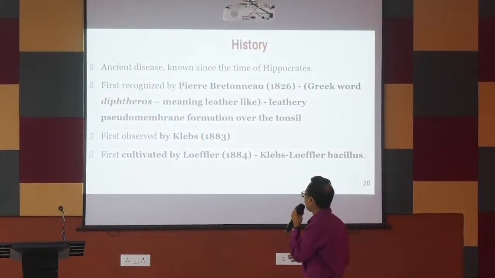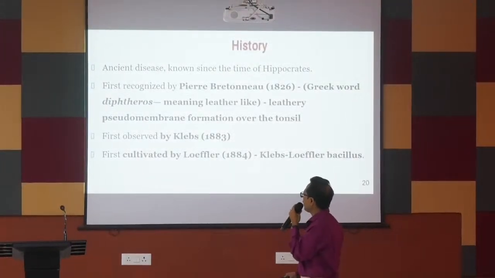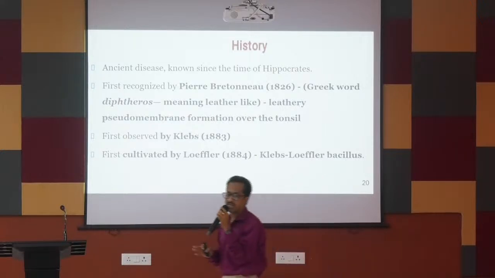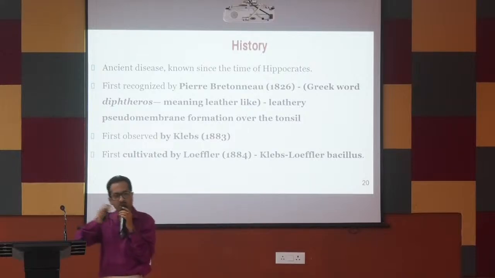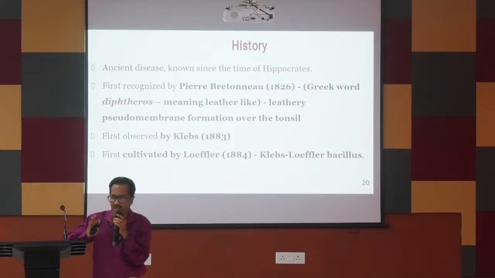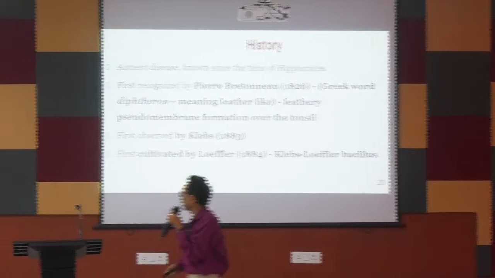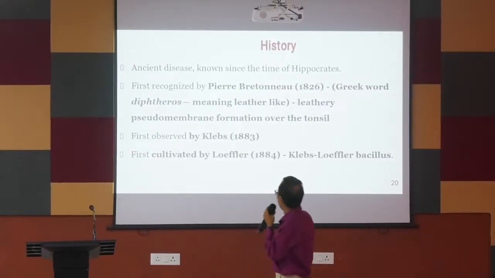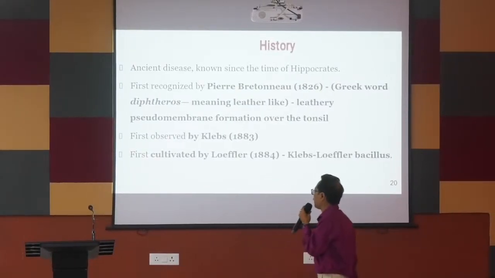Now, what is the history? In 1826, Pierre Bretonneau gave the name diphtheros, meaning leather-like. Why has he given the name leather-like? When we go towards the pathogenesis, or the disease process, there will be a pseudo-membrane. A leather-like membrane usually forms over the tonsillar fossa. That's why initially the disease was given the name diphtheros, meaning leather-like.